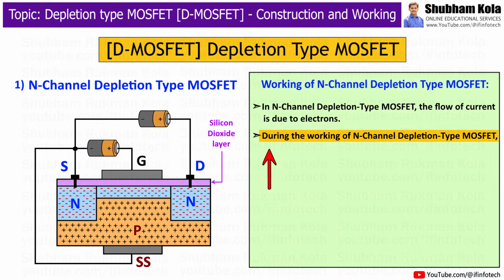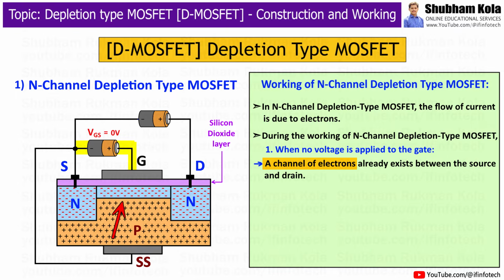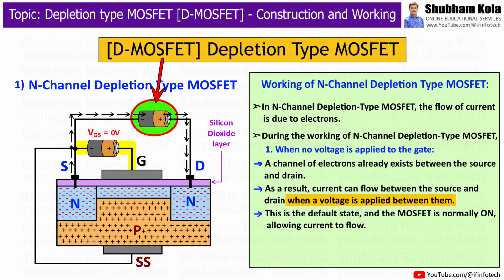During the working of N-channel depletion type MOSFET, when no voltage is applied to the gate, the channel of electrons already exists between the source and drain. As a result, current can flow between the source and drain when voltage is applied between them. This is the default state, and the MOSFET is normally on, allowing current to flow.